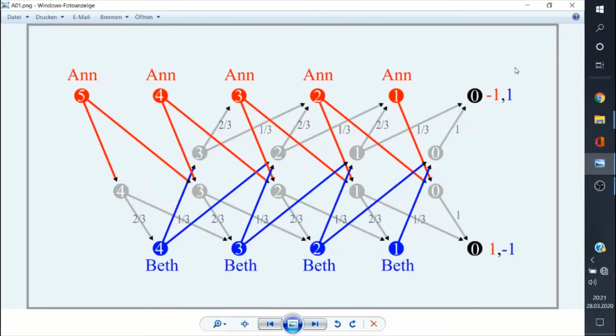As usual, we have to start at the end. It's backward induction, so we know the end positions. So no stones left, Anne supposed to move means Anne has lost, so the payoff for Anne is -1 and for Beth it's 1. And the same, of course, in the other case, no stone left, Beth supposed to move. Payoff is 1 for Anne and -1 for Beth.